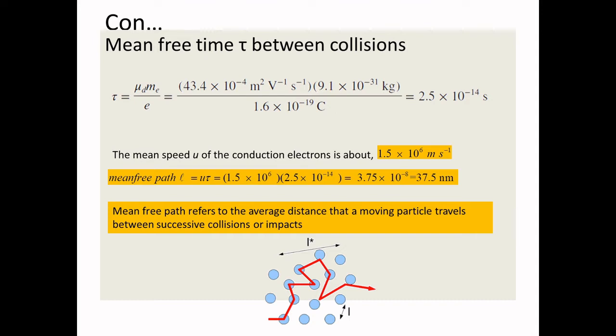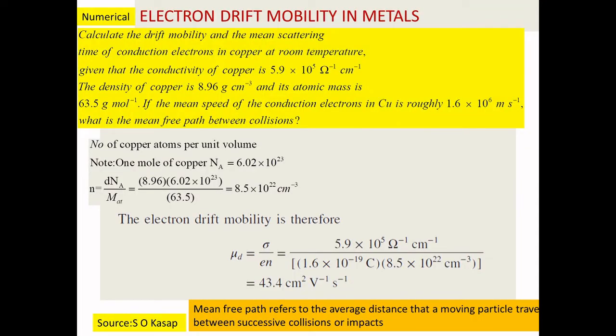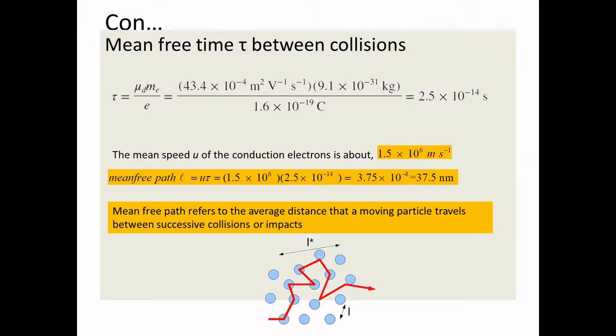Mu d, the subscript d, determines the drift mobility, the applied field, and m subscript e, that is the mass of the electron. E is the charge. If you calculate your tau value, mu you have already calculated in the previous slide, that is 43.4, and the mass of the electron is 9.1 into 10 to the minus 31, a predetermined value, and the charge is 1.6 into 10 to the minus 19. If you calculate, you will get 2.5 into 10 to the power minus 14 seconds, that is tau.